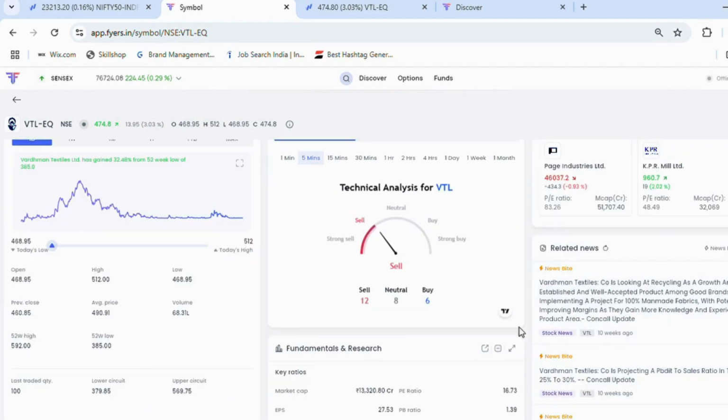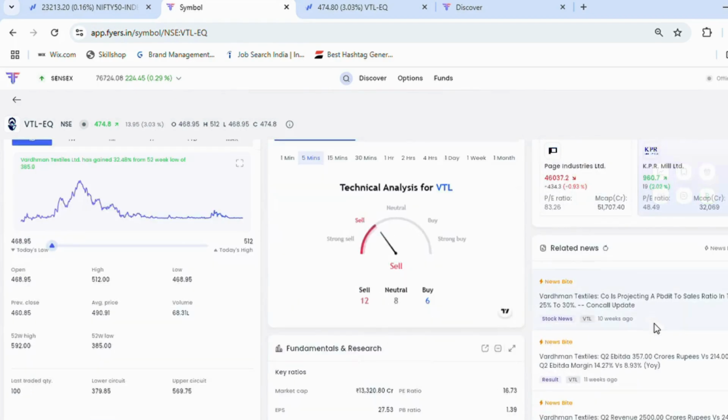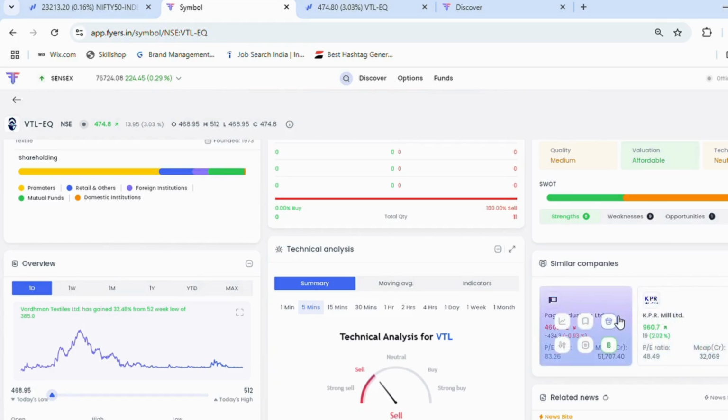If you look here, you can also see the related news, the news related to these stocks and the companies, similar companies, competitors. So basically all you need is the FYERS platform to find all the key ratios and balance sheet and all the information about the stocks. So let's go back to the screen, and you can check the data.